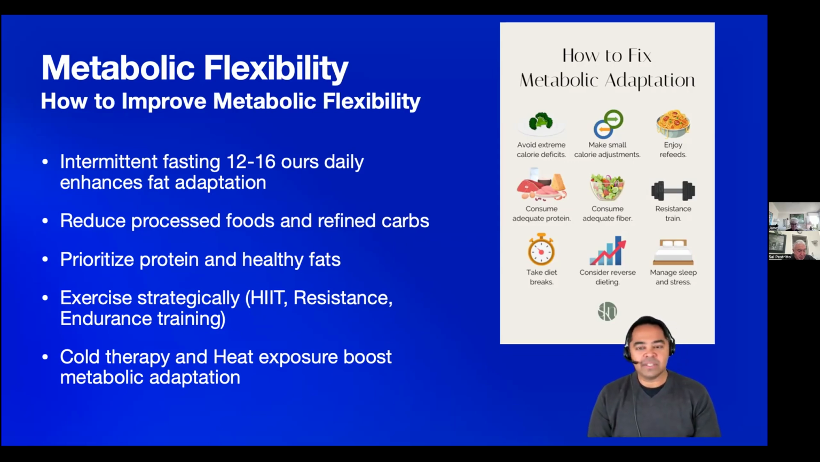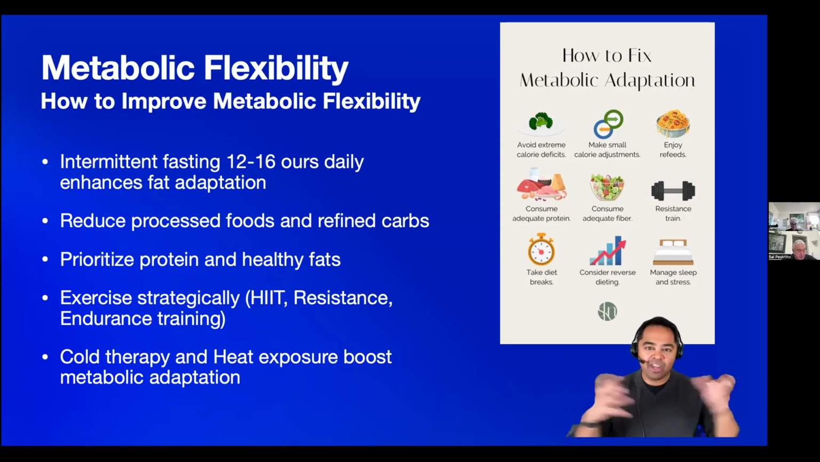Strategic exercising, so high intensity interval training, which may or may not be something that some of us can do. Resistance training, as you guys all know, I'm a huge fan of. And that doesn't mean that you have to squat 1,000 pounds. That's even just body weight exercises or anything that's going to increase your muscle mass, your muscle tone. And then endurance training. Again, you don't have to run 26 miles for this, but just walking for 45 minutes to an hour a day is what we would call endurance training here, to flip your body into that fat use mode. Cold therapy, as we talked about, and heat exposure can boost metabolic optimization and adaptation as well.